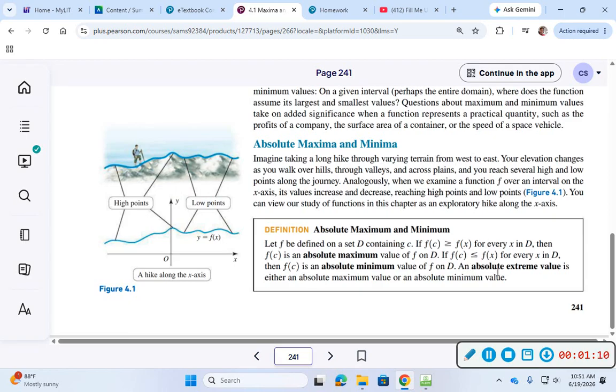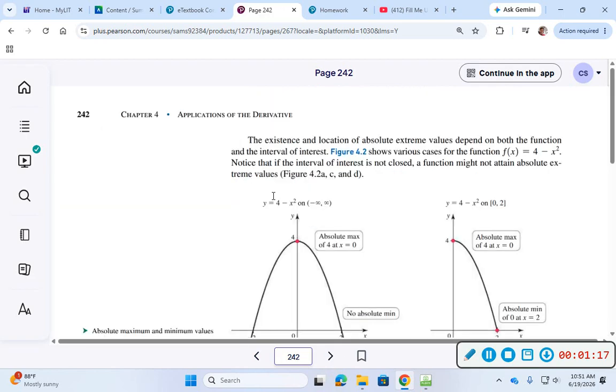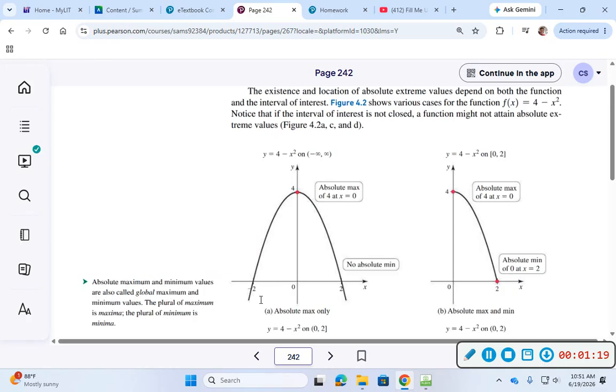It says absolute extreme value. Absolute extreme value is either the absolute maximum or the minimum value. Okay, so then you get to see some illustrations. So we have a parabola. Let's say that our domain is -2 to 2.